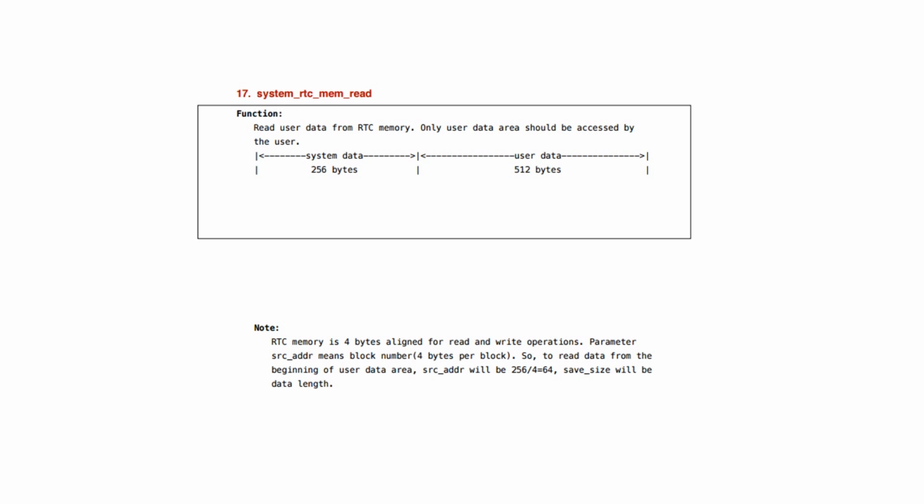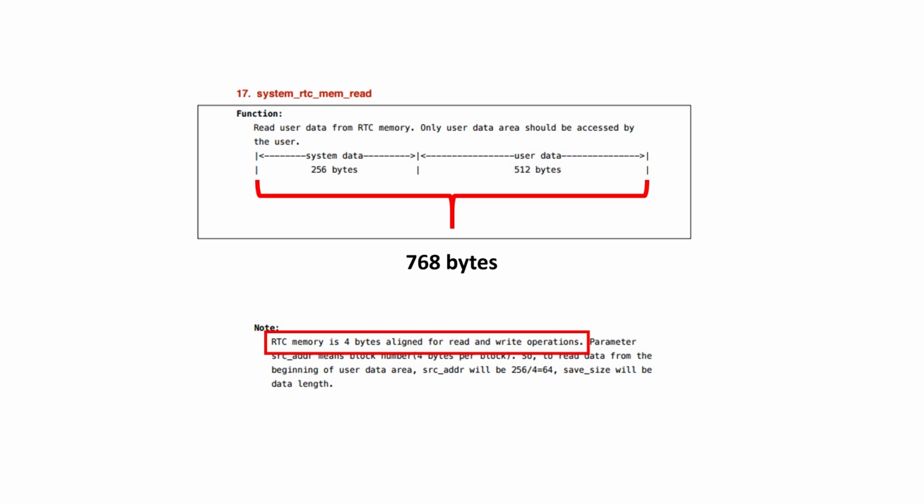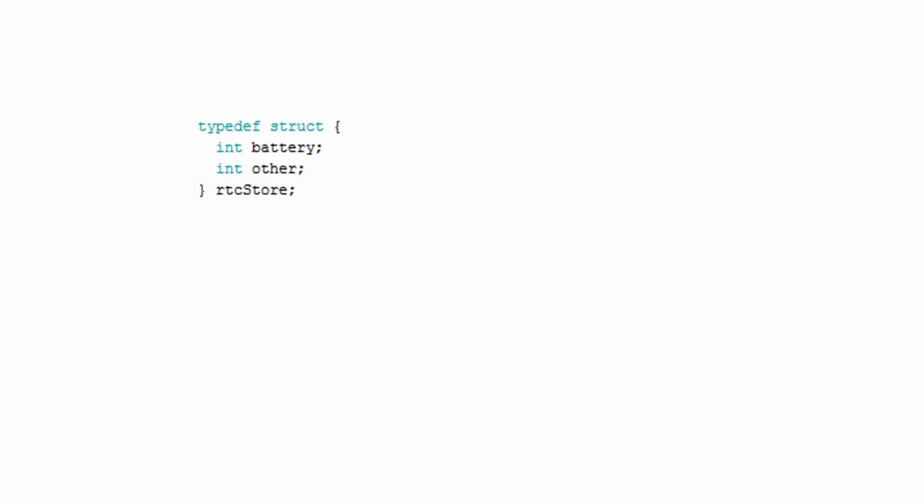The RTC memory is 768 bytes long and it is arranged in 4-byte buckets. The first 256 bytes are used by the system. The other 512 bytes can be used by us. Because this memory has to be written in buckets of 4, we cannot use it like normal memory. To overcome this problem, I propose to work with data structures for our variables we want to store in RTC memory. But what is a structure?